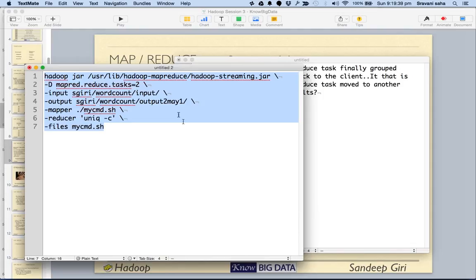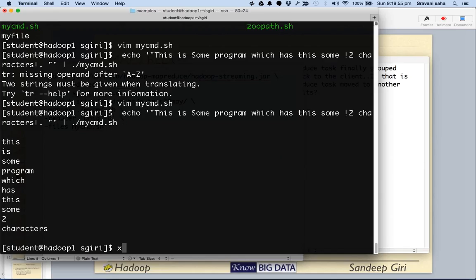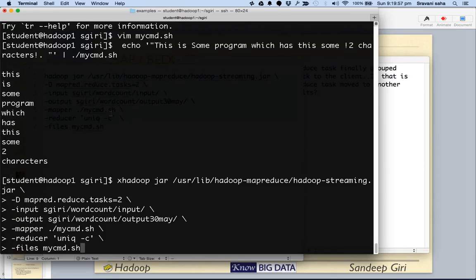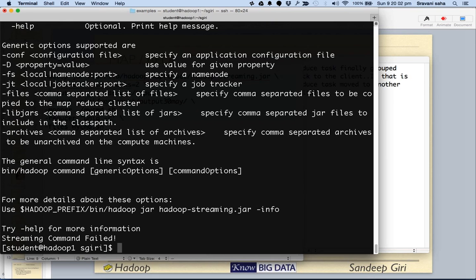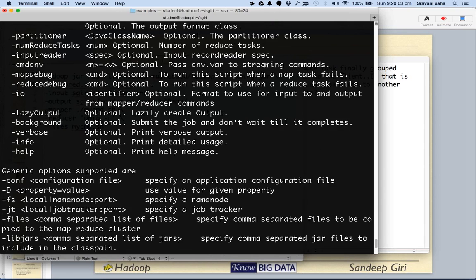All right. So here is my output 30 May. Okay. So now here you can see that instead of using the cd command, this time I'm using mycmd.sh. Any doubts at this point? Okay, so it says some error.